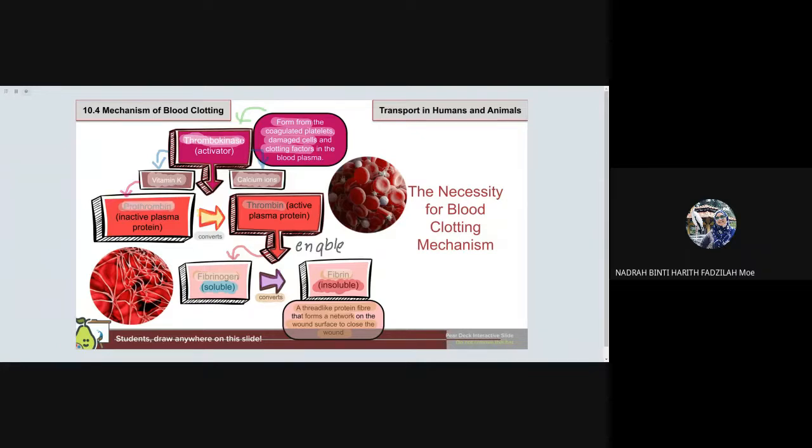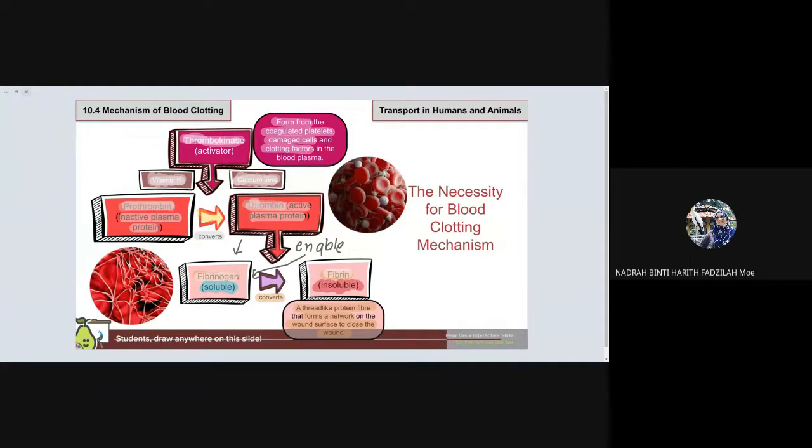So I repeat, prothrombin will be converted to thrombin by thrombokinase with the help of cofactor vitamin K and calcium ions. When thrombin is available, it will convert fibrinogen to become fibrin. Fibrin will form a mesh or a network on the surface of the wound to close the wound, to form a temporary plug to prevent excessive blood loss, and so on and so forth lah. Kenapa so on and so forth? Nak prevent blood loss, nak prevent pathogen from entering the wound dan sebagainya.